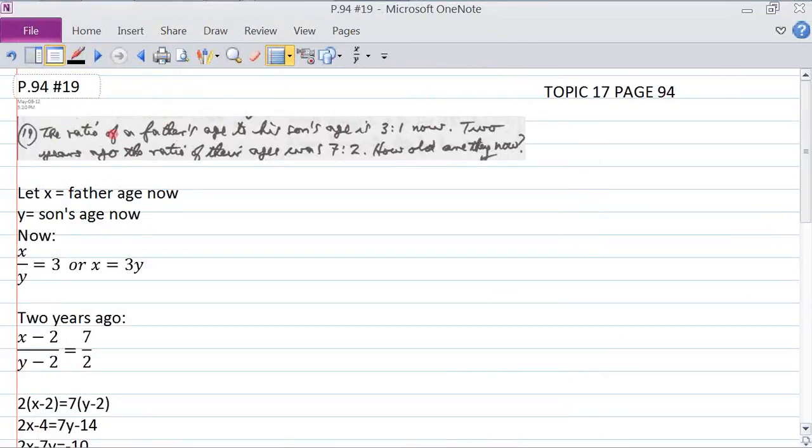In number 19, the ratio of a father's age to his son's age is 3:1 now. 2 years ago, the ratio of their ages was 7:2. How old are they now?